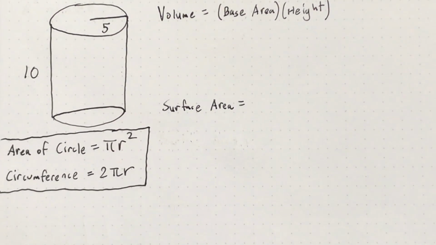Hi everyone, so I just want to make a quick video on a sample problem on how to find the volume and surface area of a cylinder. So first, let's find the volume of the cylinder.